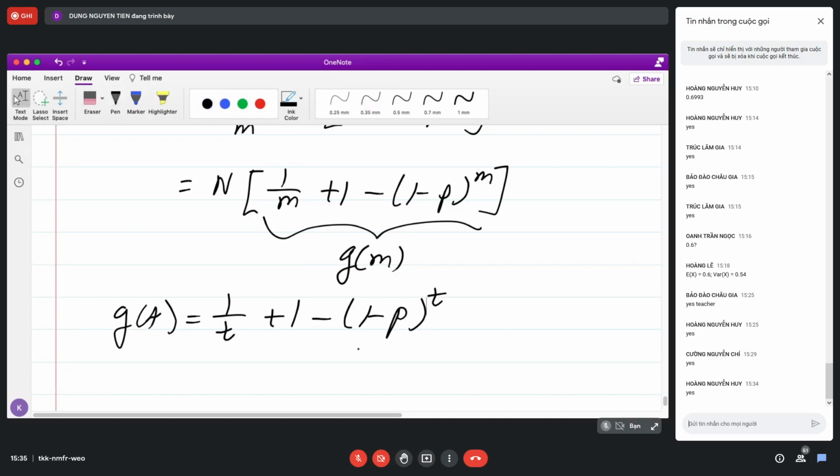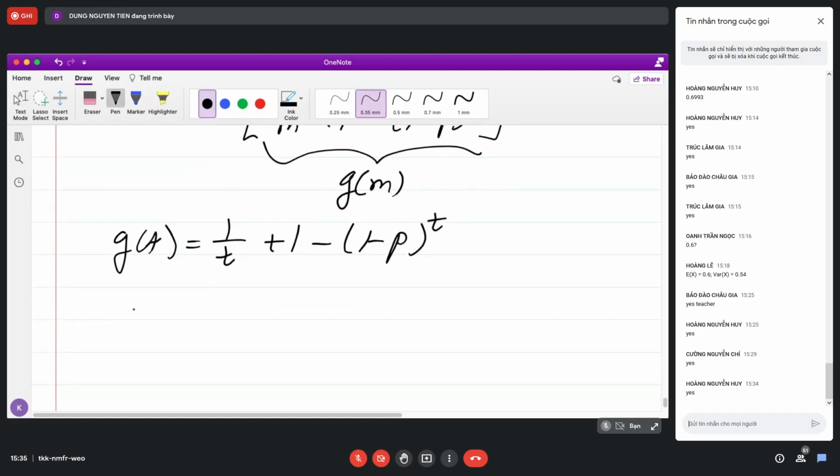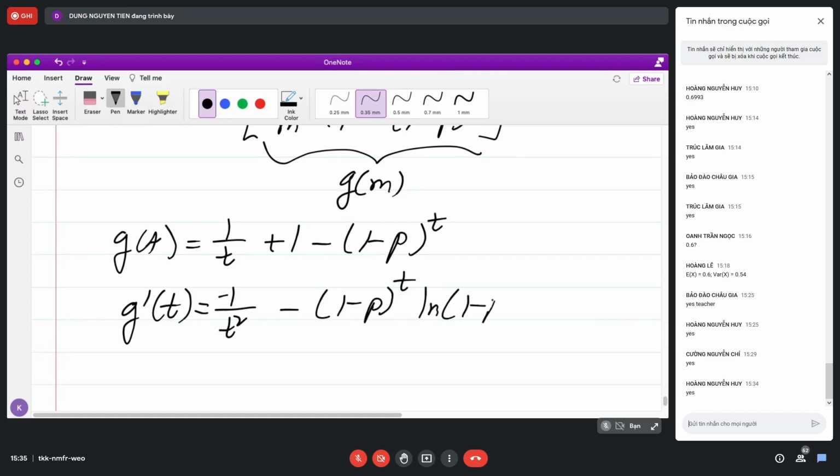How can you get the optimal value? You want to minimize the function g(t). If you want to minimize that, from what you learned in calculus 1, I hope that you still remember that, you need to differentiate the function g(t) and set it to 0. So you get minus 1 over t squared minus (1 minus p) to the t times the logarithm of (1 minus p), correct? And you set it to 0, and you can solve for t.